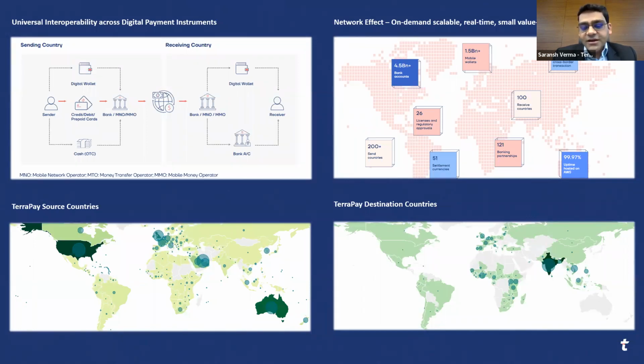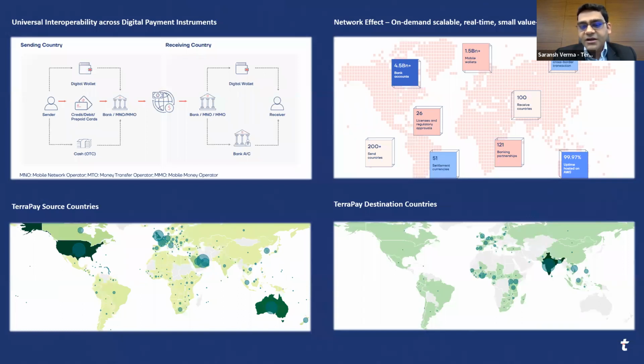On the destination countries side, this picture shows us where all remittances are getting terminated through TerraPay's network. This is not a global, let's say, World Bank remittance picture. This is TerraPay specific, and this also is very indicative of how enabling payment instruments such as mobile wallets or real-time bank account transfers help us in delivering and servicing markets which are traditionally underserved.